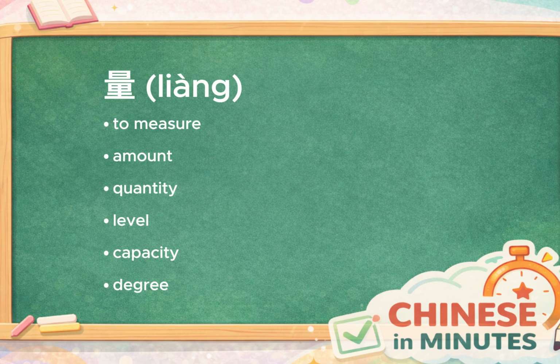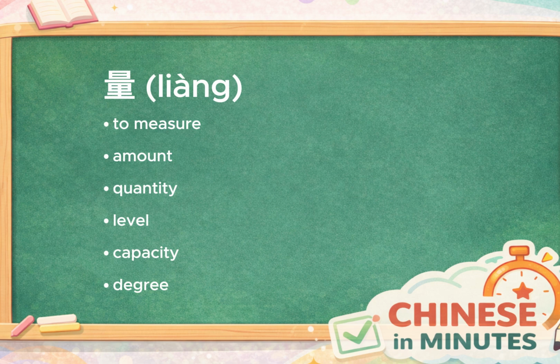Liàng is one of the most useful characters in Chinese because it represents the idea of measurement, from quantity and weight to volume, battery level, and even internet traffic. This single character appears in many everyday words.